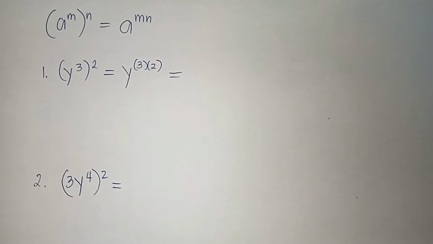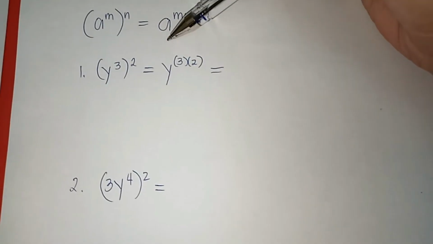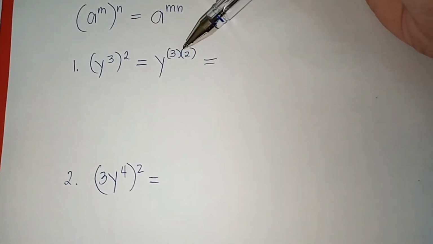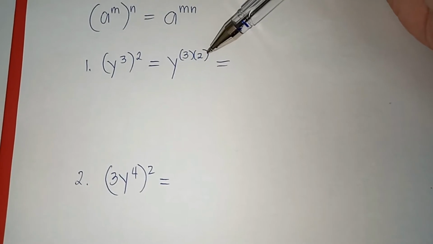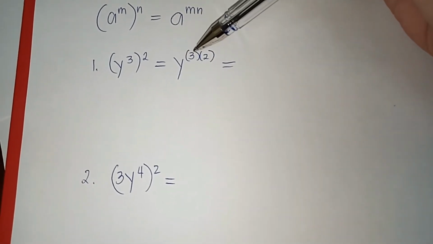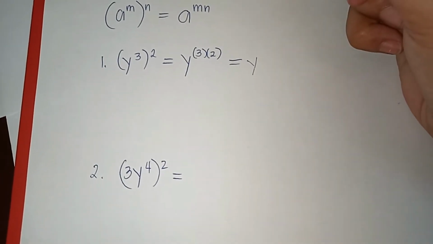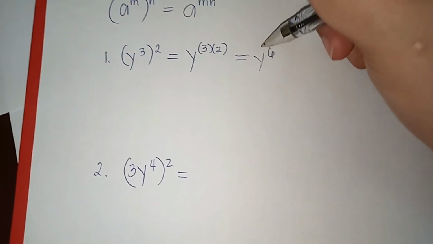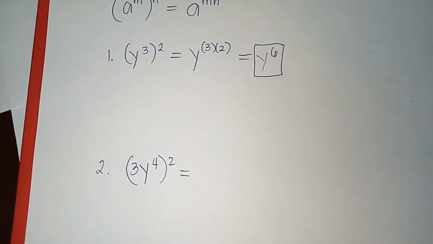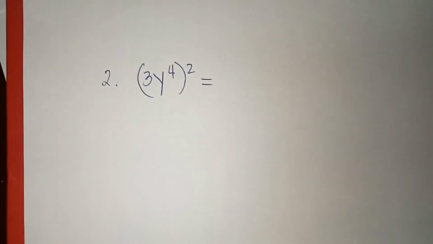We have y cubed, the quantity of y cubed raised to 2. So, ang una natin gagawin ay y cubed natin dito. So, ilagay natin. Then, multiply lang natin sa exponent na sa labas. So, y raised to 3 times 2. That would be y is equal to 3 times 2 is 6. And that would be your final answer. Okay? How about the second example?